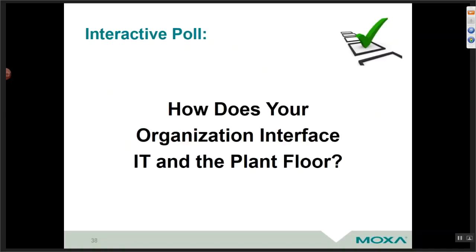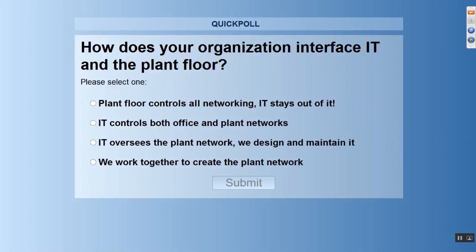So we're going to do one more quick poll for you guys here, and our question is, how does your organization interface IT and the plant floor? We've got a few different options for you. The plant floor controls all networking. IT stays out of it, which for some of you is probably going to be the easier solution. IT controls both office and plant networks. IT oversees the plant network, but we design and maintain it. And finally, we work together to create the plant network. We'll give you a few moments to vote on that one here.